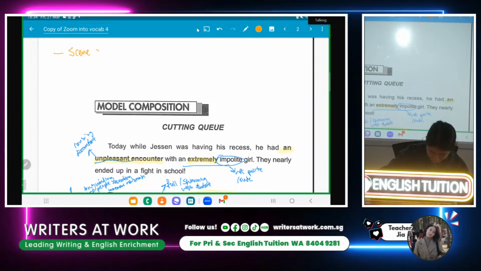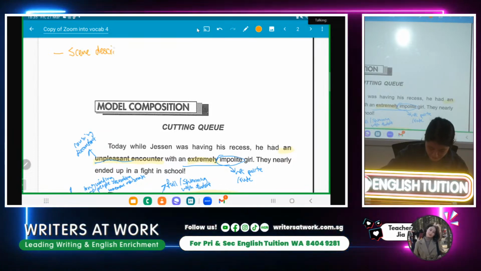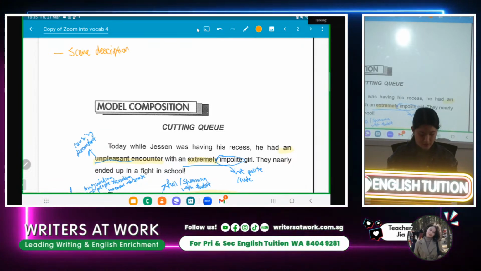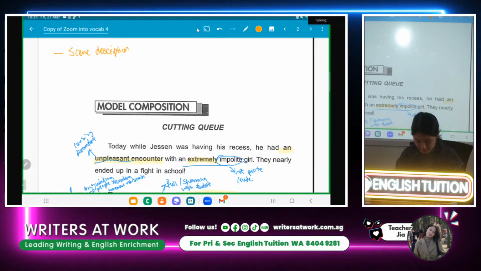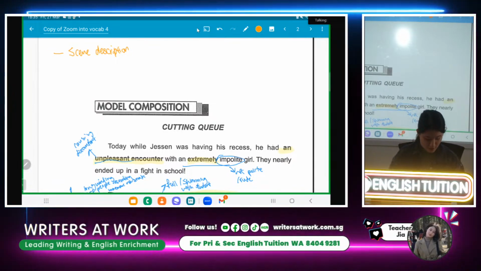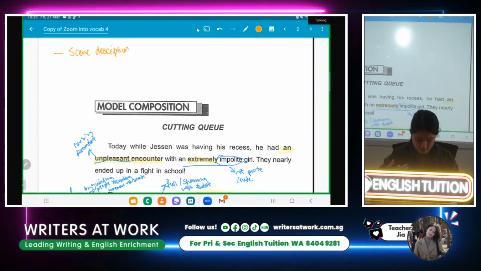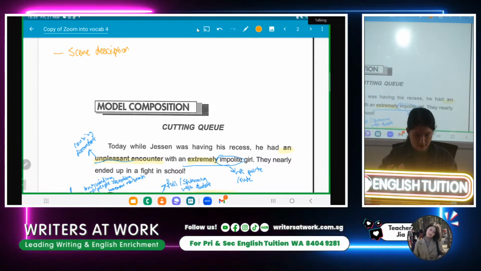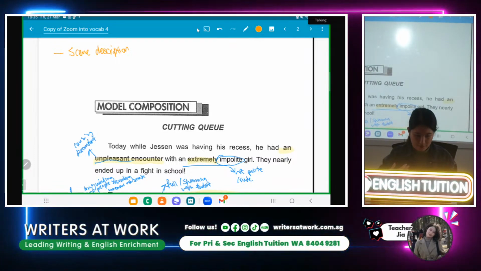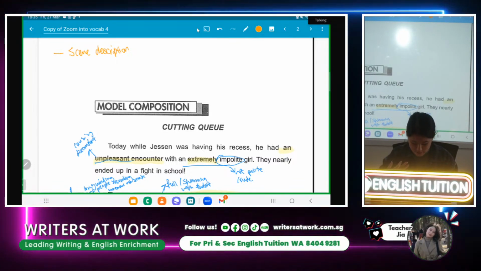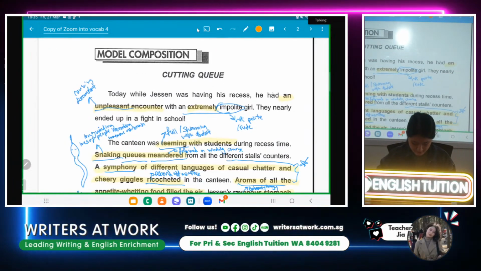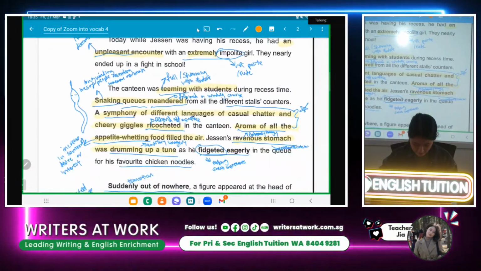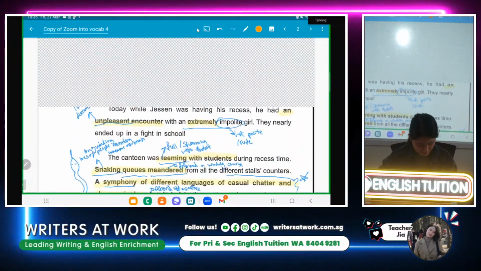Scene description. We've seen that previously in other lives, where it starts with "Hello, God loves you." In a different passage, we have seen some scene descriptions where they start off and say, "Today was a very hot day," or "Today the canteen was bustling with people." We do have it over here quite a bit, but it's not exactly the first paragraph.